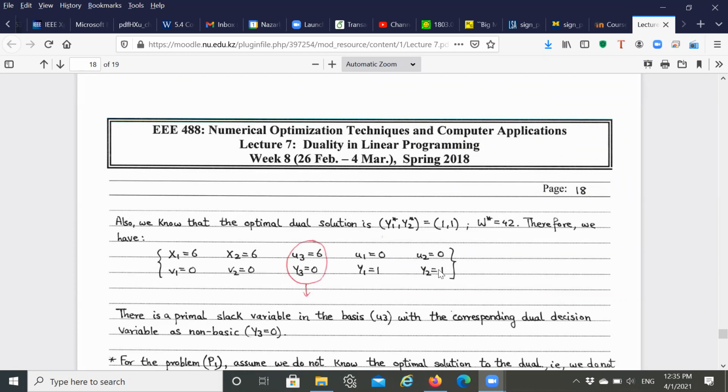Okay. So what do we see over here? What I have marked and highlighted in red is actually what I have stated in the next statement. It tells me that there exists a primal slack variable, which is u3, which is in the basis because it's non-negative, and it has a corresponding dual decision variable, which is non-basic. That means y3, the decision variable in the dual problem, would be non-basic, which will have a value of 0.